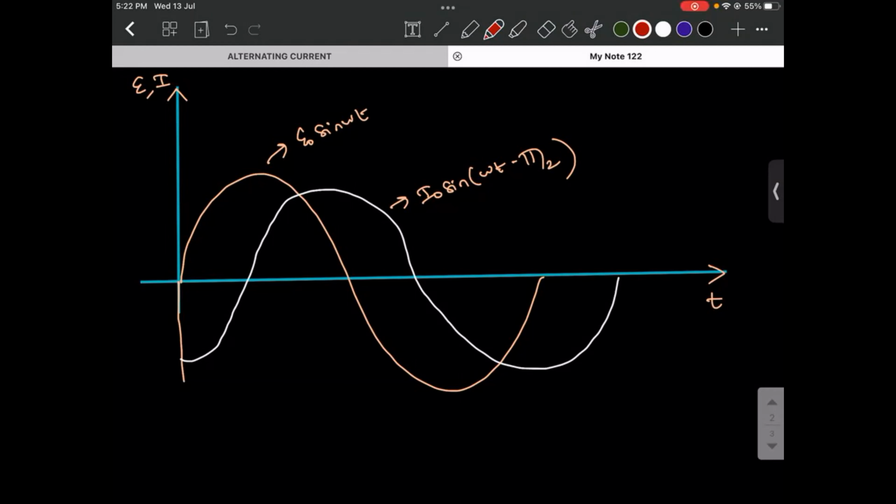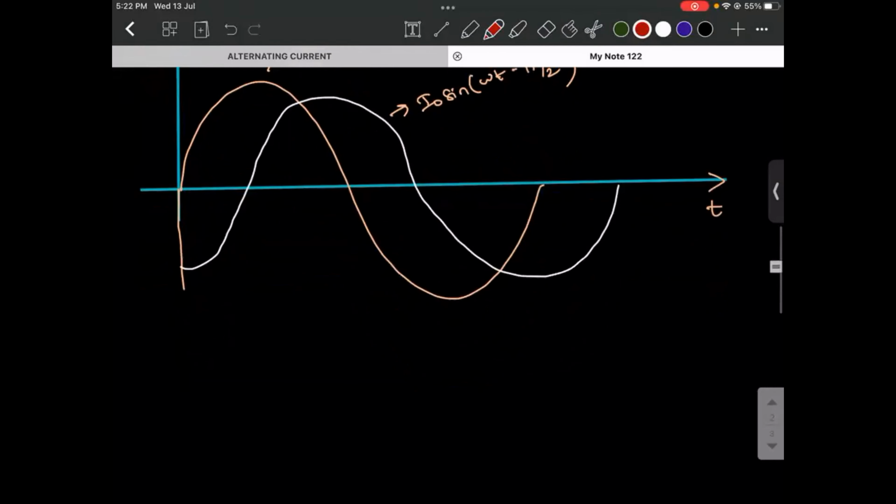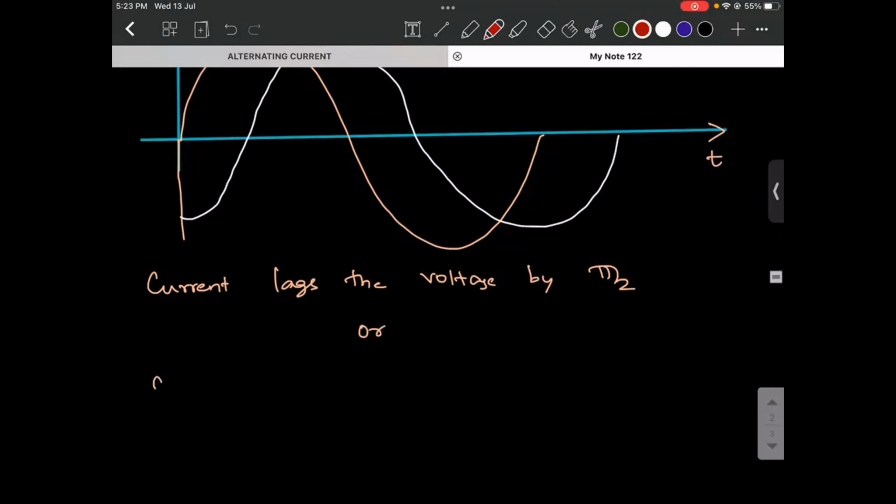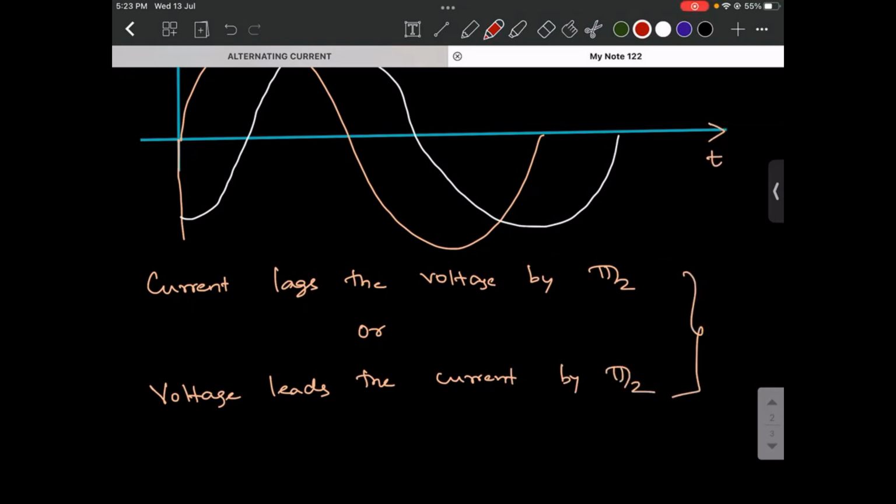Is that clear? Okay. So what statements can you write here? Current lags the voltage by pi by 2, or voltage leads the current by pi by 2. They both mean the same. Current lags the voltage by pi by 2, or voltage leads the current by pi by 2. Okay.